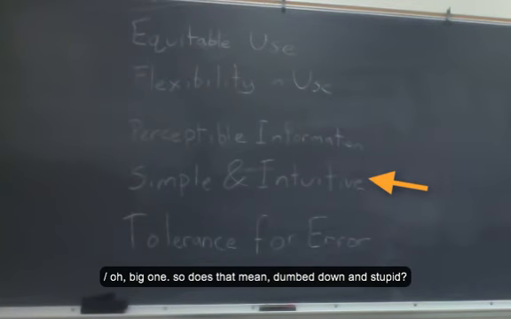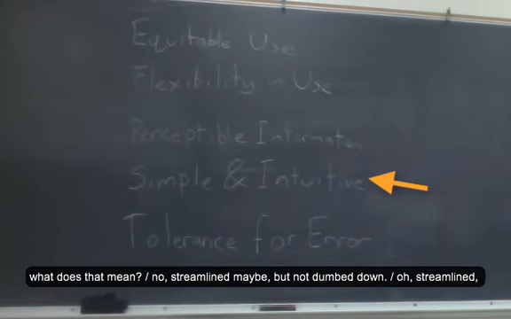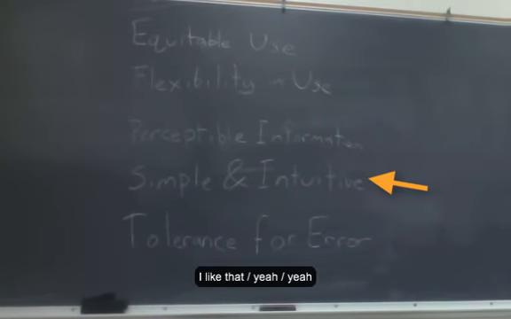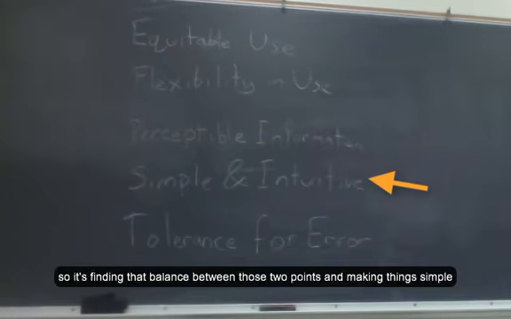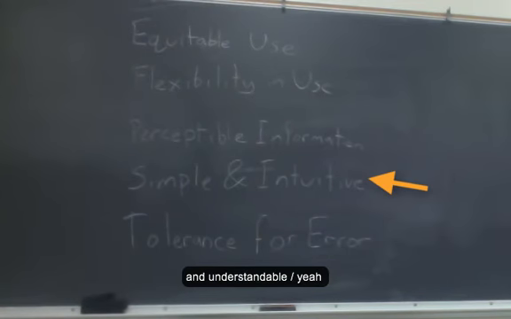Okay, next. All right, simple and intuitive. Oh, big one. So does that mean dumbed down and stupid? What does that mean? No, streamlined maybe, but not dumbed down. Oh, streamlined. I like that. It's not overcomplicating matters, but not dumbing things down to the point where you're not learning anything anyway. So it's finding that balance between those two points and making things simple and understandable.